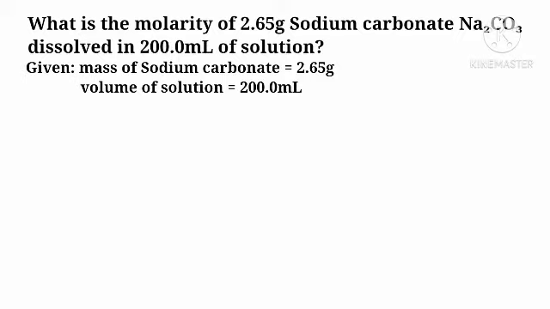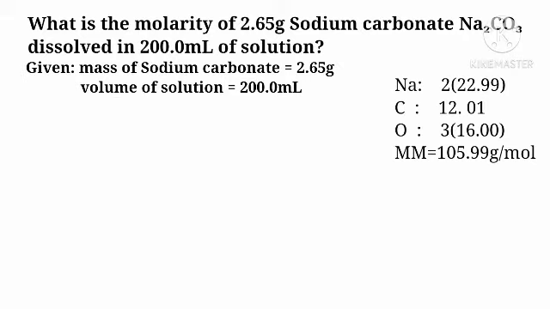Before that, let's find the molar mass of the solute. The atomic weight of Na is 22.99, carbon is 12.01, oxygen is 16.00. We have to multiply the atomic weight of Na by 2 because it has 2 atoms in sodium carbonate, 1 atom for carbon, 3 atoms for oxygen. The sum of these is 105.99 grams per mole. That is the molar mass.